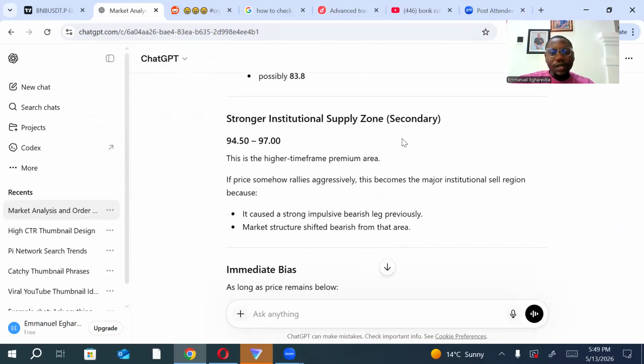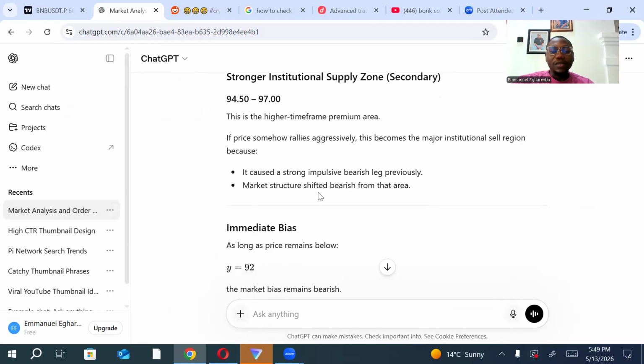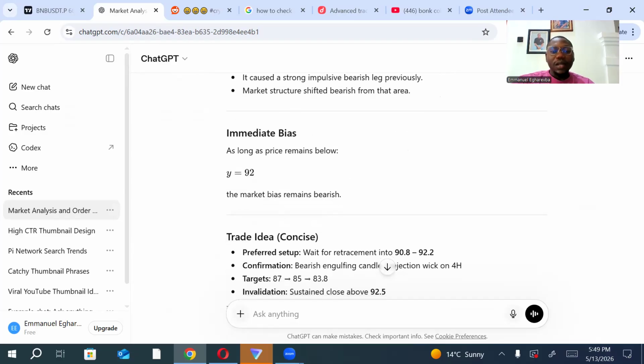It's a stronger institutional supply zone. This is a higher time frame premium area. If price somehow rallies aggressively, this becomes the major institutional sell region at 94.50, because it caused a strong impulsive bearish leg previously. Market structure shifted bearish from that region. As long as price remains below 92, market bias remains bearish.